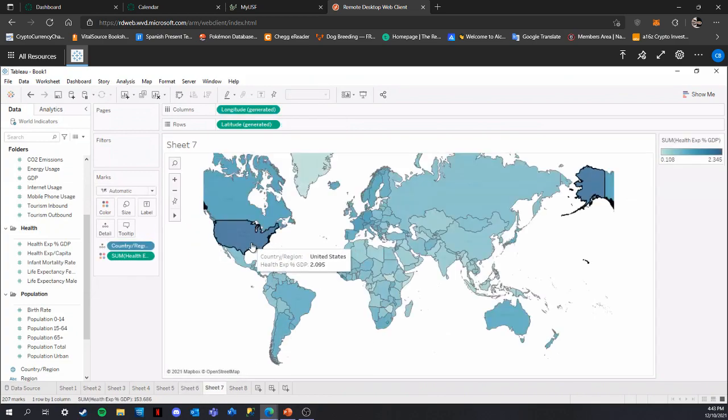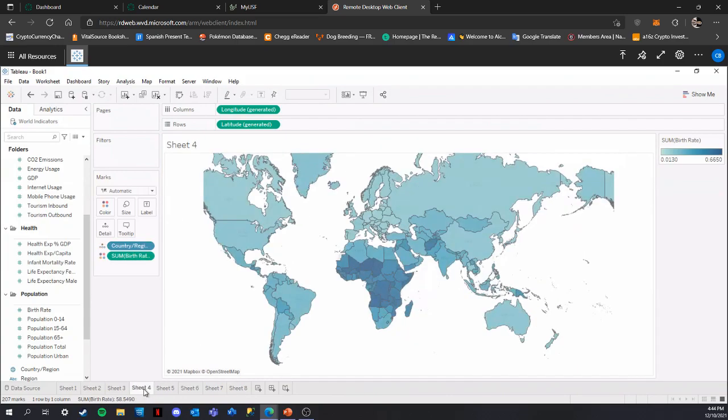This is health expenditures per capita as a percent of GDP. I had this one because I think it's outrageous that the United States has almost twice as much health expenditure as any other country on the planet. You see some of the poorest countries have lower health expenditures, and that's also reflected in the population and life expectancy.